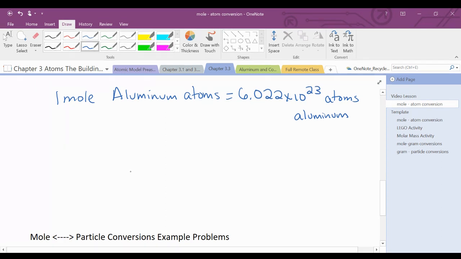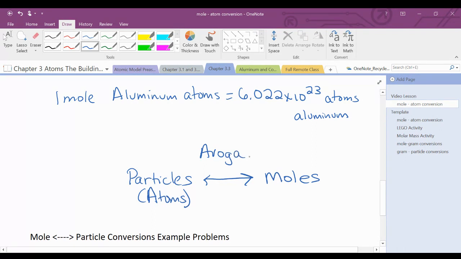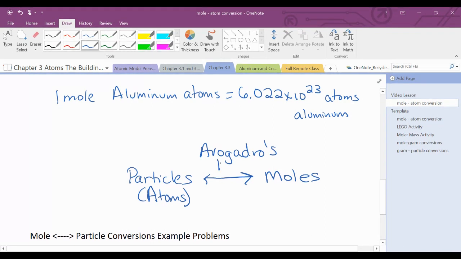So we're doing particles, and in this case, our particles are atoms, and we're converting from particles to moles. And you do that conversion with Avogadro's number. And you can go from atoms to moles or moles to atoms. These problems are done with dimensional analysis.